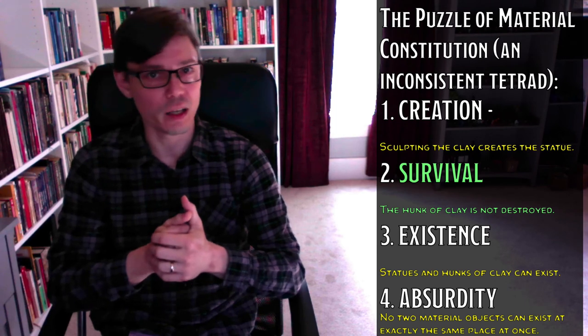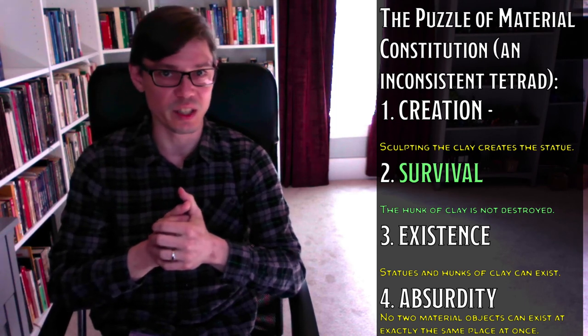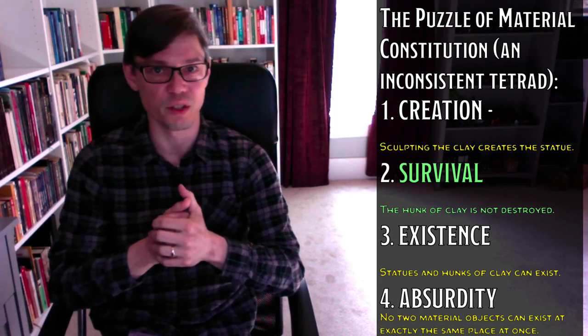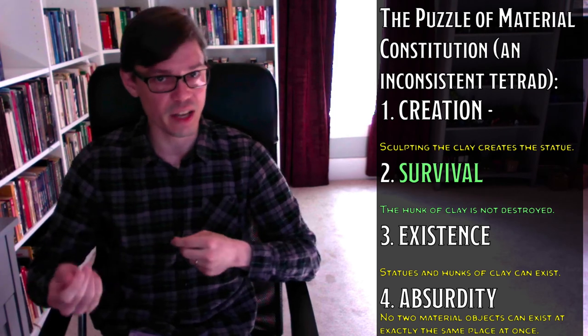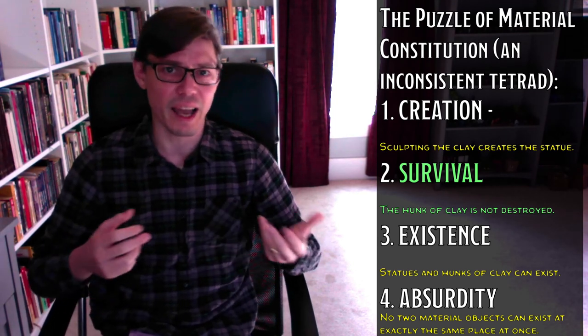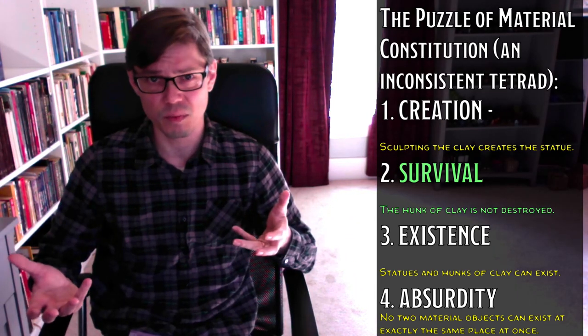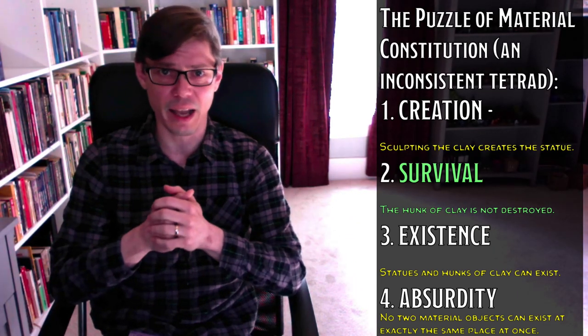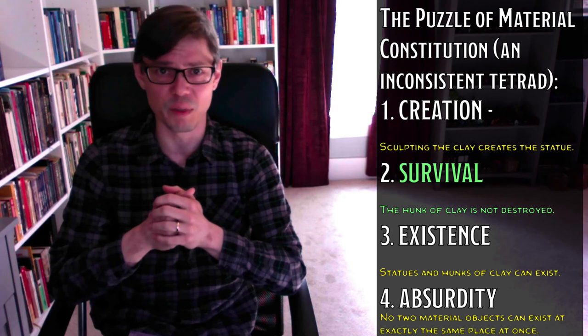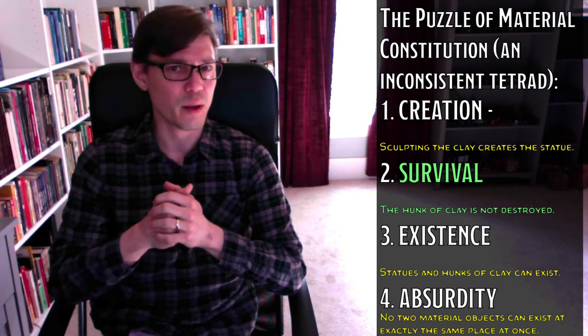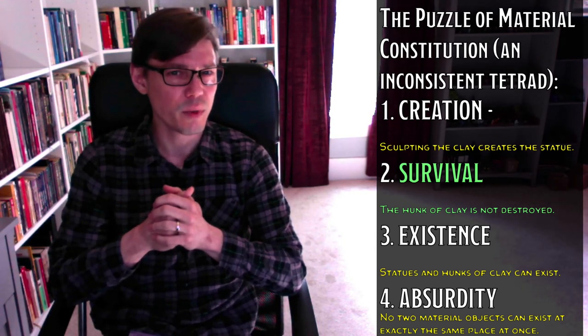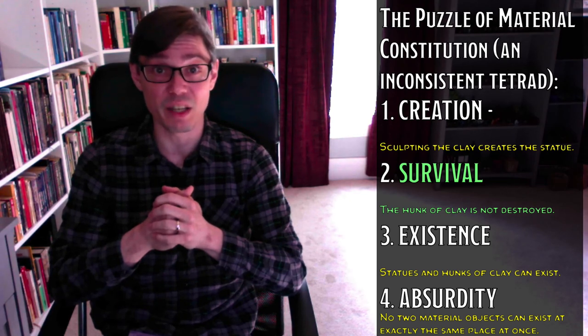Okay, so we've looked at a couple of philosophical theories which attempt to solve the puzzle of material constitution, the just matter theory and the takeover theory, and we've also looked at the objections which bedevil each of those theories. Next time we're gonna continue looking at possible solutions to the puzzle of material constitution. We're gonna look at mereological nihilism, and if we get a chance, the cohabitation theory.